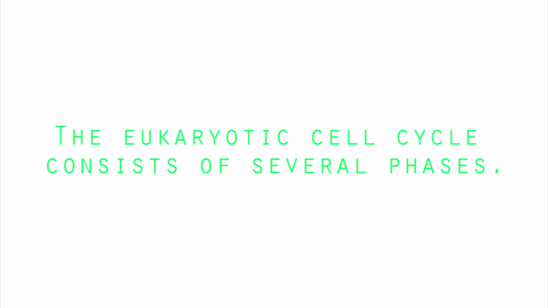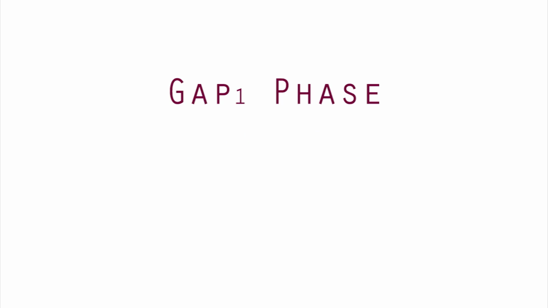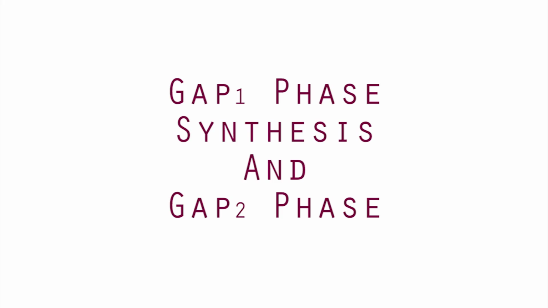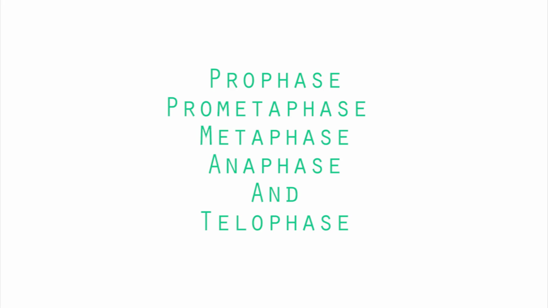Eukaryotic cell cycle consists of several phases: interphase, M phase, and cytokinesis. Interphase is broken down into Gap1 phase, synthesis, and Gap2 phase. M phase, also known as mitosis, is broken down into prophase, prometaphase, metaphase, anaphase, and telophase.